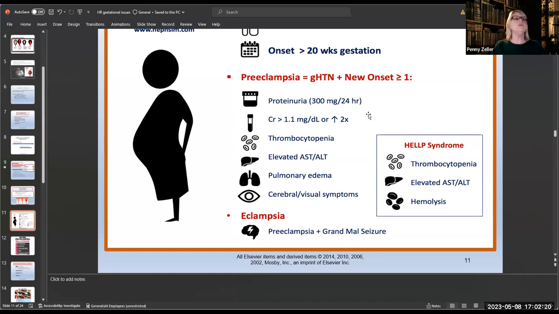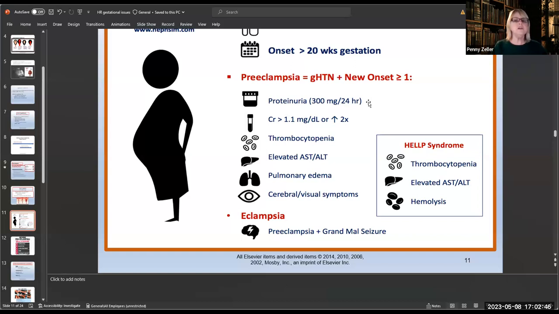So when she comes into the office, Nurse Davis knows. He knows she's complained about headache. He knows she's a diabetic and he already suspects preeclampsia. So the first thing he's going to do when she gets there is take her blood pressure. Because if she has preeclampsia, she's going to have high blood pressure. And sure enough, her blood pressure is 150 over 90.